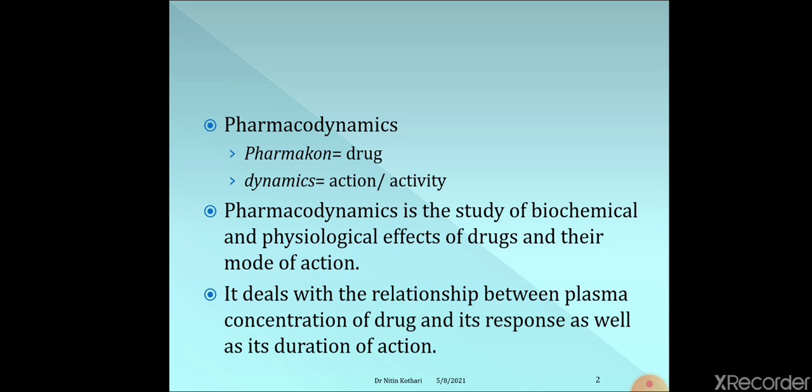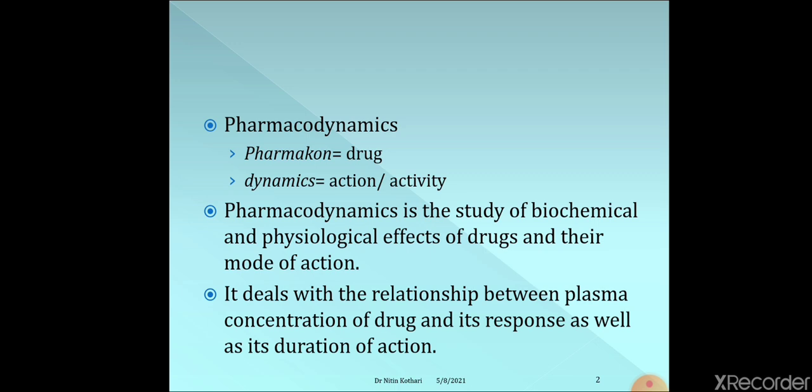A drug shows action through receptors. The receptor has been discussed in your physiology classes and I think also in biochemistry. The receptors through which the drugs are attached and show their action are studied in pharmacodynamics. And this effect and response is directly proportional to the plasma concentration of the drug. The response of the drug changes with the plasma concentration of the drug.